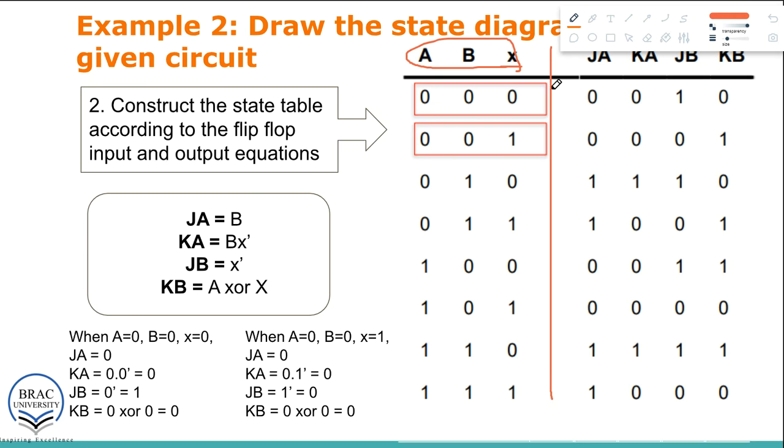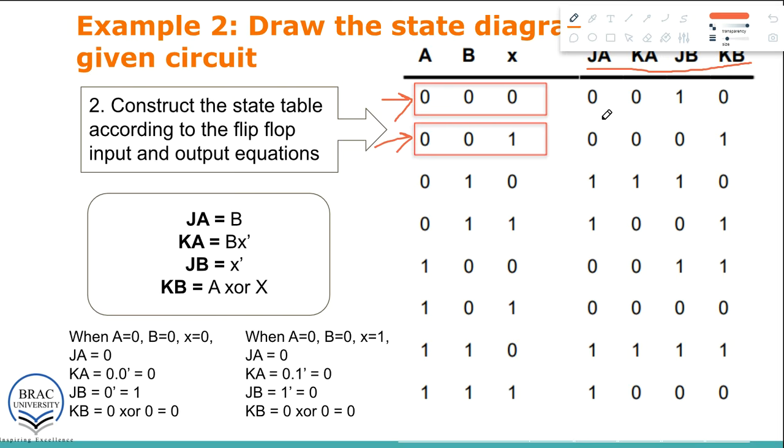But in this circuit you do not have any output, so you will only write the flip-flop inputs. You have the equations, and you have the values. So just use these values, put them into those equations, and find out all of those columns: JA, KA, JB, KB. You'll get all those values based upon these equations and these values, just like a truth table.